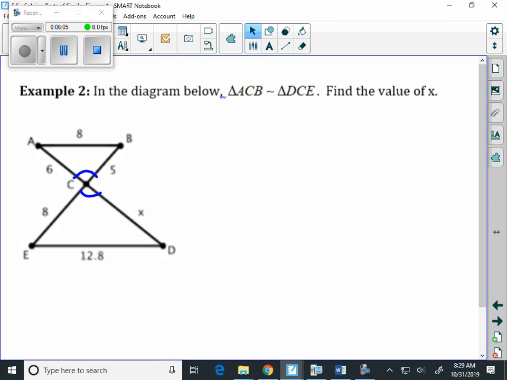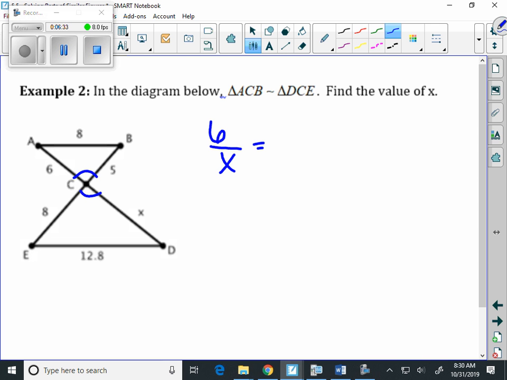So there's a relationship between AB and ED or DE, but we know that from the list of the triangles as well. So we want to set up a proportion, and in fact, I'm going to go in order. AC on our picture here is 6. DC on our picture is X. If we go to CB on our picture, CB is 5. And CE on our picture is 8.